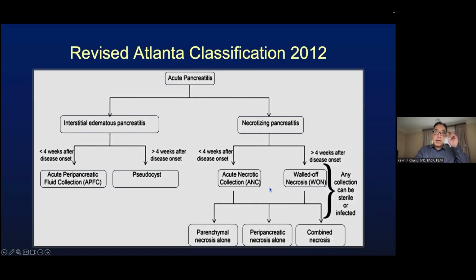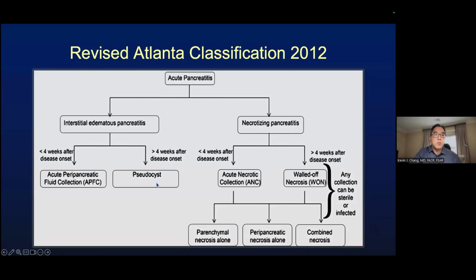there's further branching of these collections depending on the time course, whether it's roughly within 4 weeks of disease onset or longer than 4 weeks of disease onset, basically trying to differentiate just peripancreatic fluid collections from more organized collections, which could represent either pseudocysts or areas of walled-off necrosis, depending on whether you're talking about interstitial edematous pancreatitis or necrotizing pancreatitis. Less than 4 weeks after disease onset, these peripancreatic fluid collections are just called acute peripancreatic fluid collections, whereas when you start to see a wall forming around them and they start looking like they're more organized and potentially drainable if infected, we would call those pseudocysts.